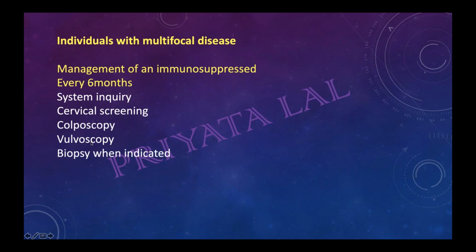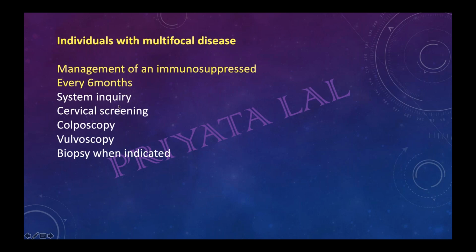Then this thing also they put in the guideline, if the patient has got multifocal disease, for example, they have got any cervical disease, or because HPV causes multifocal disease, involvement of, apart from cervix, vagina can be involved, vulva can be involved. So what they said, if the patient has multifocal disease and patient is on immunosuppression, in that situation every 6 months this patient should be reviewed.